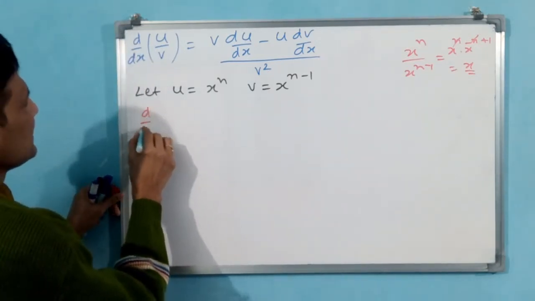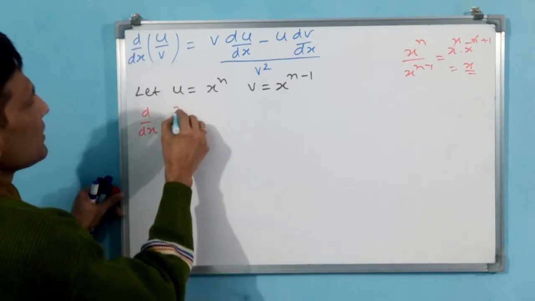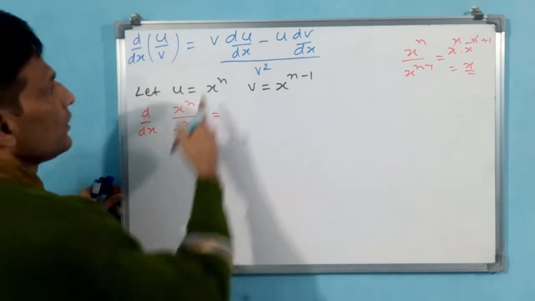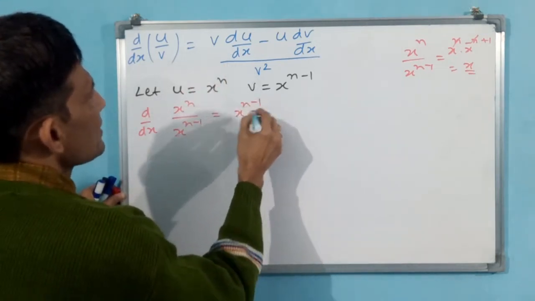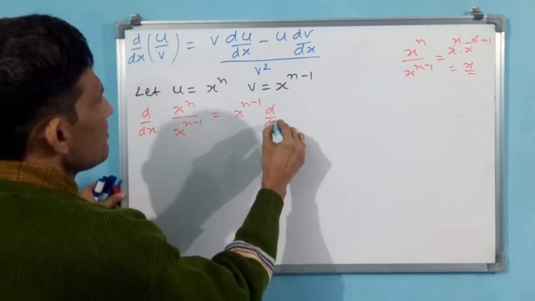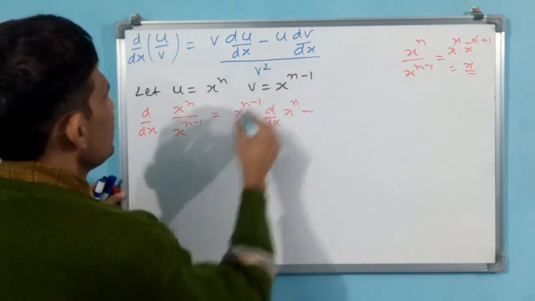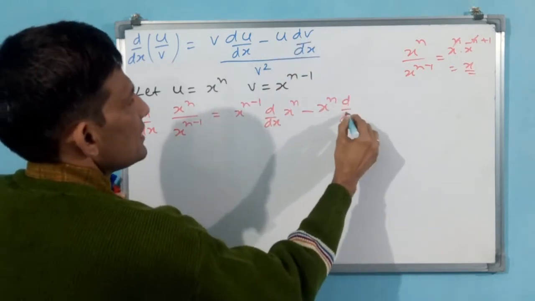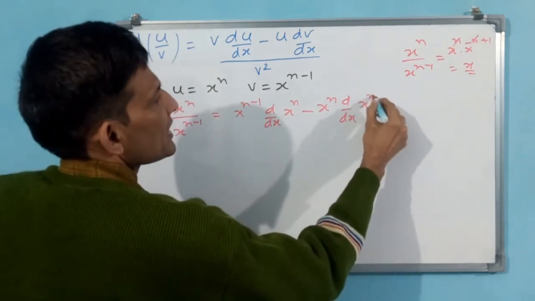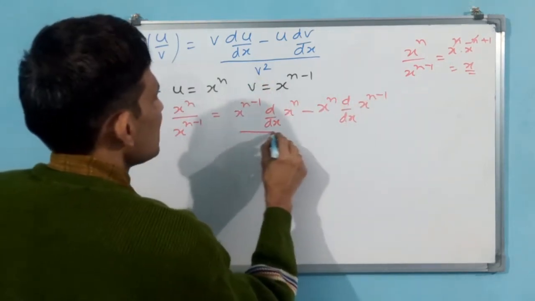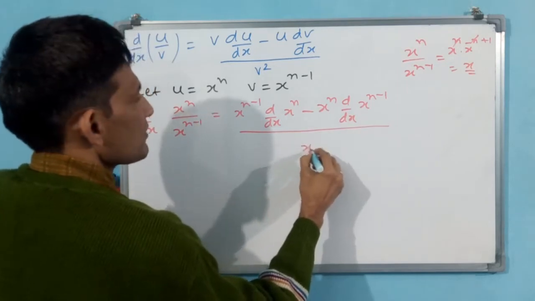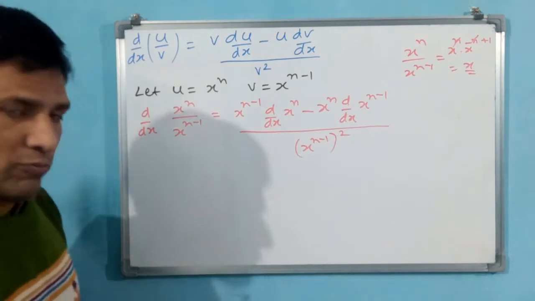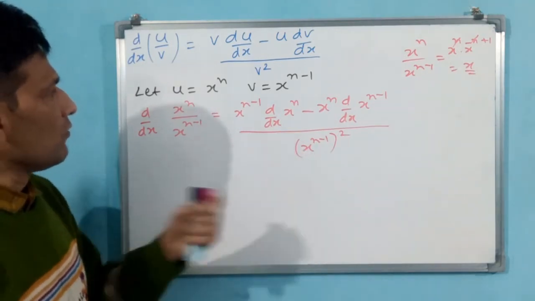d by dx of u by v, with u = x power n and v = x power n minus 1, is equal to v du by dx minus u dv by dx, divided by v square. Carefully write it: d by dx of x power n minus 1 whole square. Okay, this you have to prove.